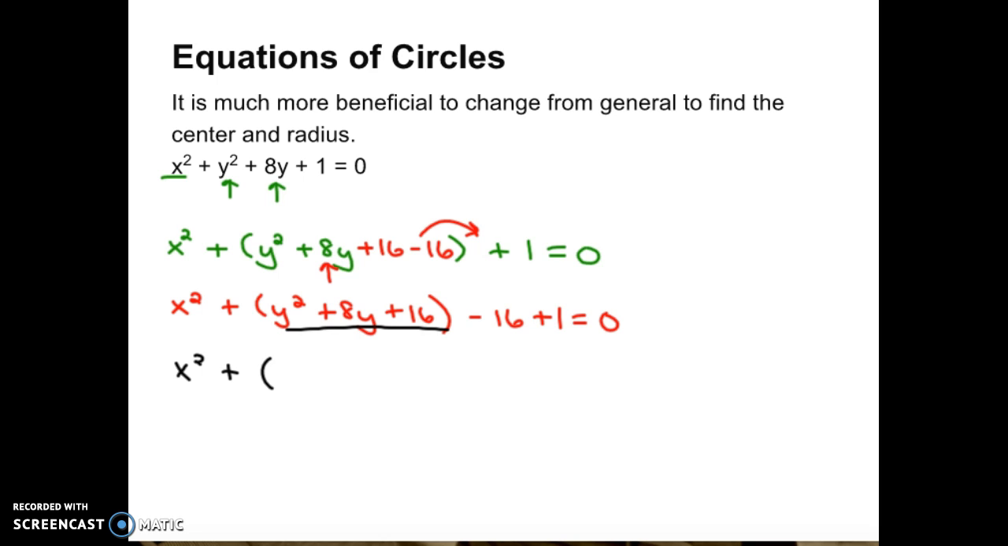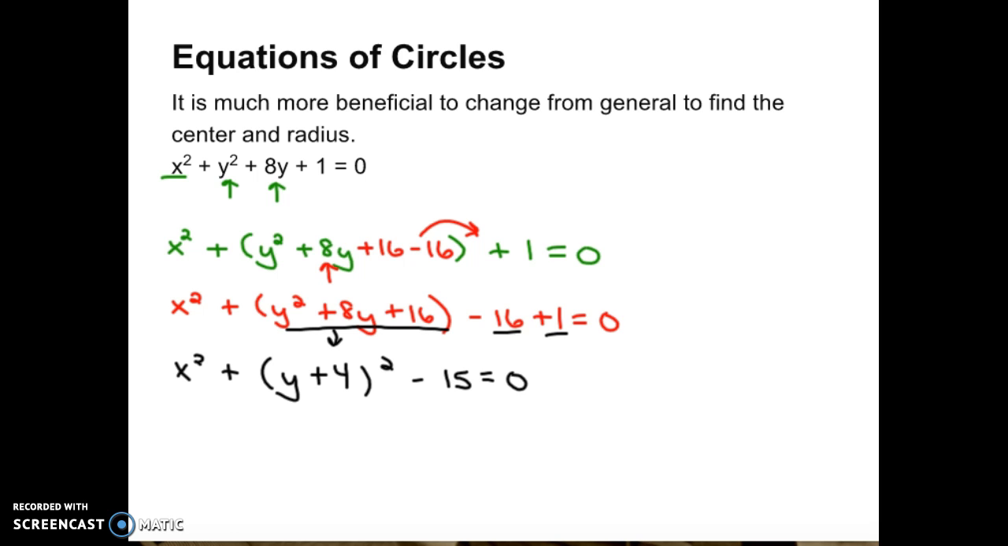Okay? And what you would find is that all you do is you take half of the middle number that you use, which is 4, and this right here equals y plus 4 squared. You can go ahead and FOIL that out and look at it. It'll equal y plus 4 squared. And then, of course, I have the minus 15 equals 0 when I combine those.